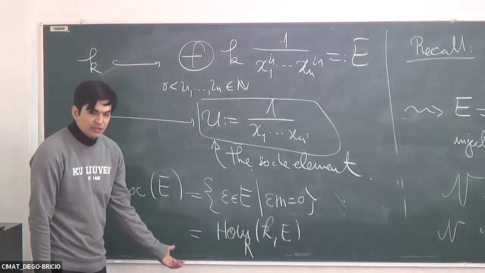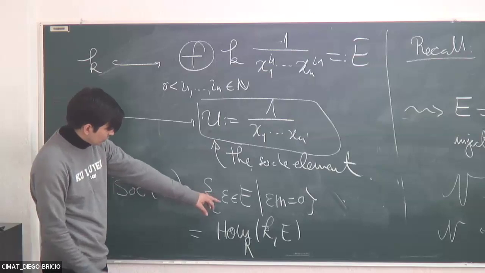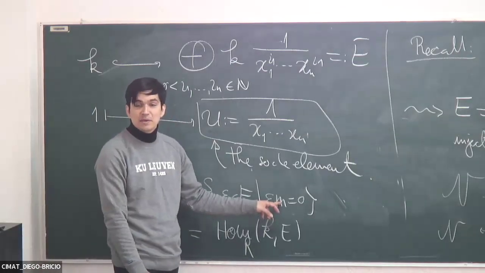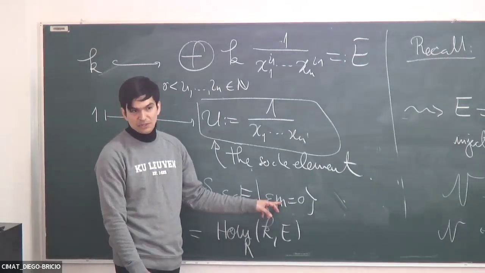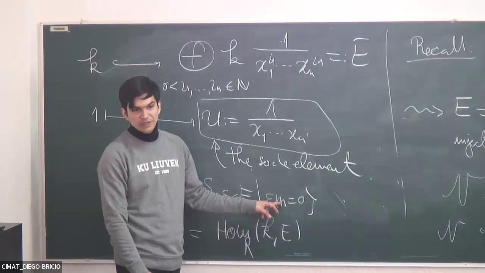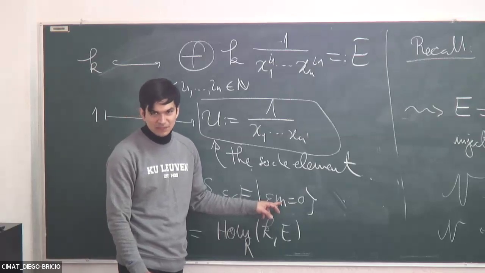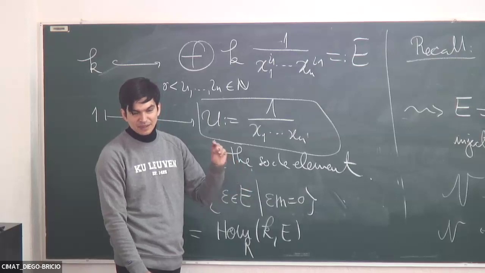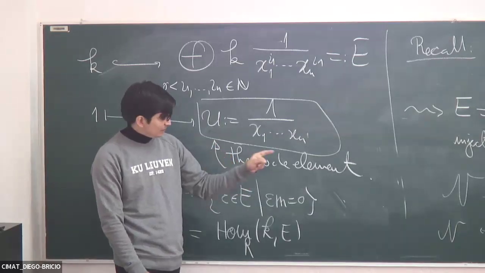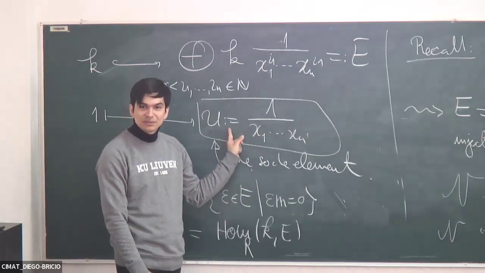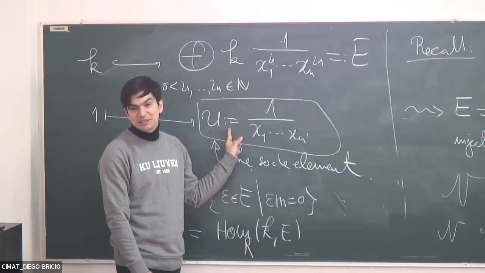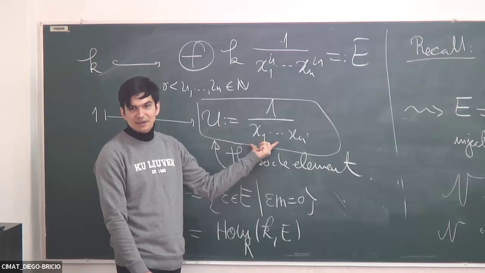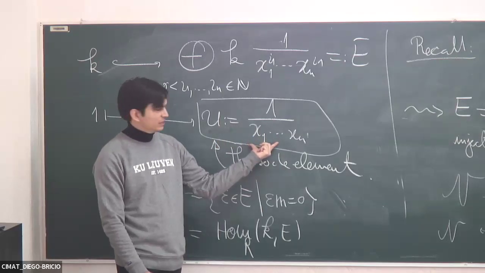And what do you think it is? Look, these are all the elements that are killed by M. Who is killed by M in the socle? Who is so sensitive that if it is hit by a variable, it vanishes? It's U. It's the only element. So only things that are K multiples of this have that property.